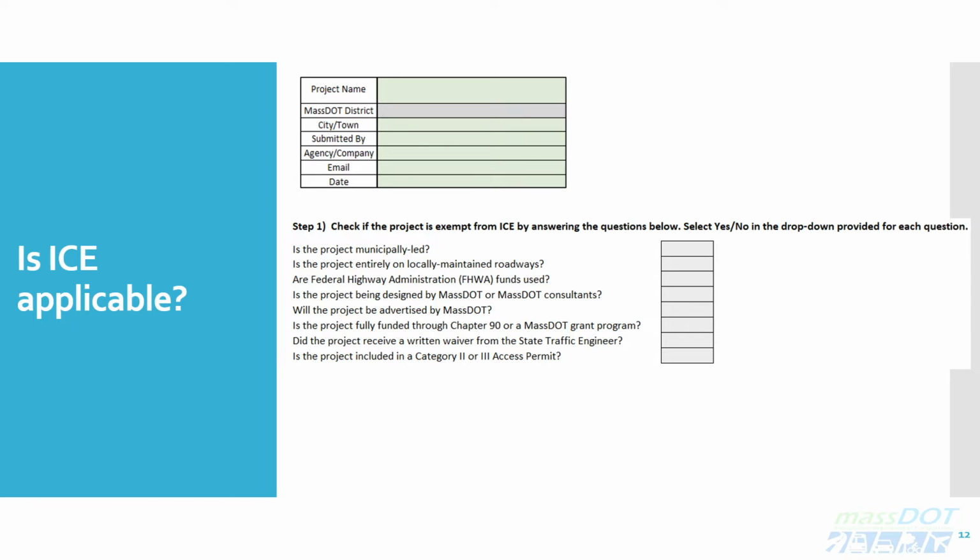The second condition is that a project is exempt from the ICE procedure if the project is fully funded through Chapter 90 or a MassDOT grant program and is entirely on locally maintained roadways. The third condition is that a project is exempt from the ICE procedure if the project receives a written waiver from the state traffic engineer. When all the questions are answered, instructions will appear saying either that ICE is not required, no further evaluation needed, or proceed to step 2.